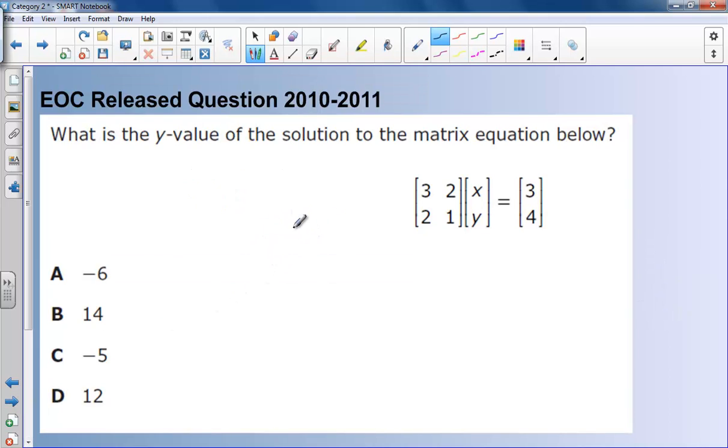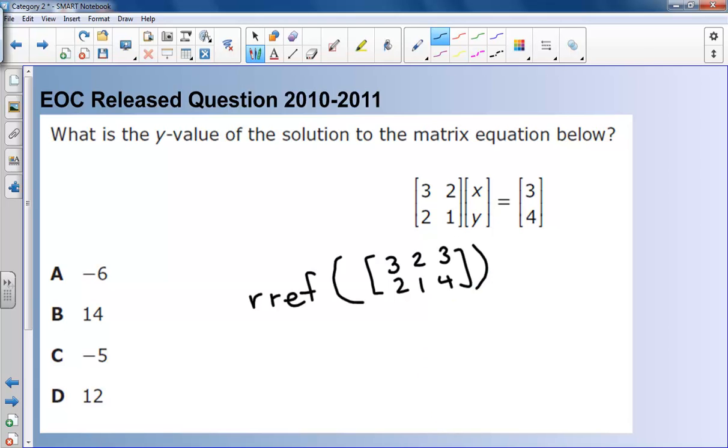The matrices showed up, so I'm going to talk about those too. This was on last year's EOC test. Question is, what is the y value of the solution to this matrix equation below? So in your calculators, the key word you have to remember is reduced row echelon form. And so you're going to use that parentheses. And you're going to set this up 3, 2, 3, 2, 1, 4, like so.